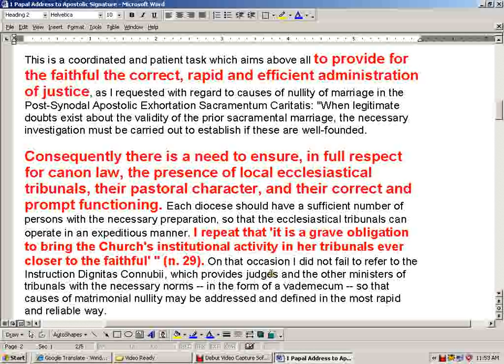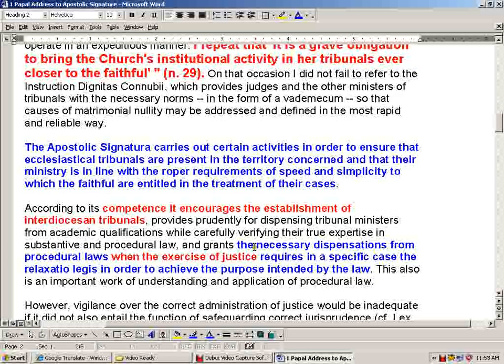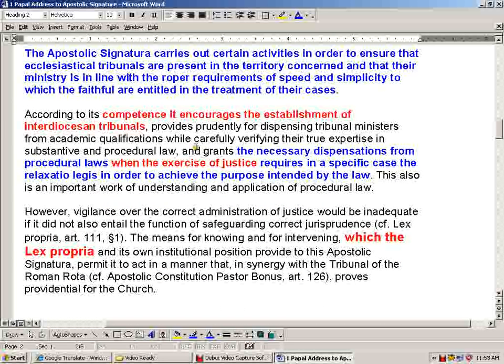I repeat that it is a grave obligation to bring the church's institutional activity in her tribunals ever closer to the faithful. We're supposed to make this more available to us. The Apostolic Signatura carries out certain activities in order to ensure that ecclesiastic tribunals are present in the territory concerned, and that their ministry is in line with the requirements of speed and simplicity to which the faithful are entitled in the treatment of their cases.